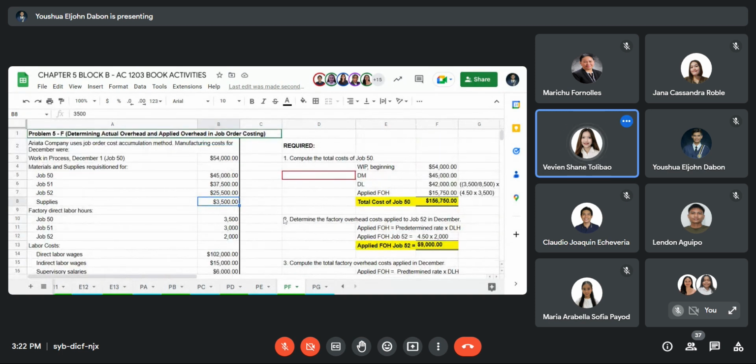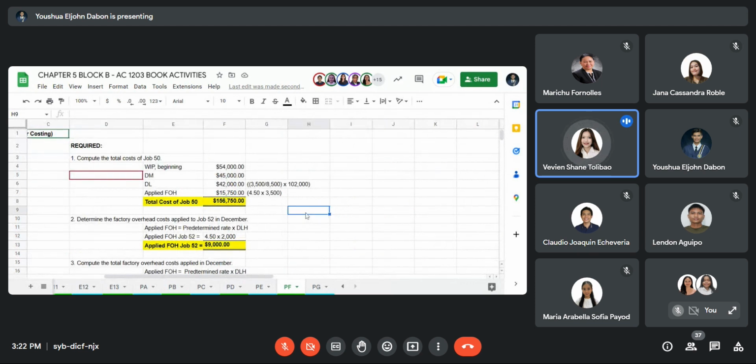So requirement number 1, compute the total cost of job 50. So to compute the total cost, you just add the work in process beginning for job 50, which is 54,000 as stated in the given, and the direct materials, which is 45,000, also stated in the given. And for the direct labor, you just divide the direct labor hours for job 50 by the total direct labor hours of all the three jobs, which is 3,500 divided by 8,500, and then you multiply it by the direct labor wages, which is 102,000, you will get 42,000.